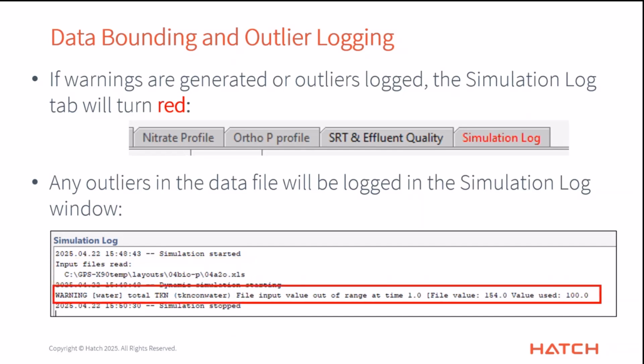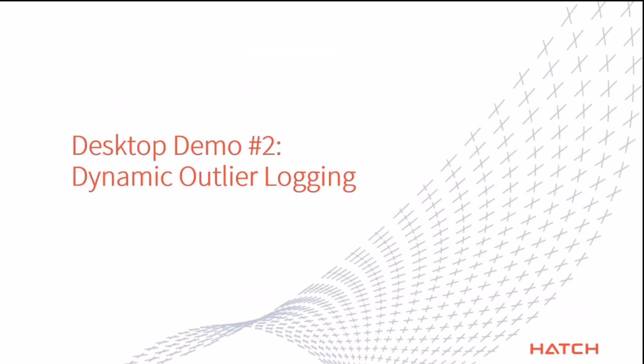You'll note here it says the file input value was out of range at time equals 1.0 days. The file value was 154, but the max was 100, so the value actually used was 100. So that's a consistent way of applying the numbers into the system, and we are also logging them. If you have a giant file with hundreds and hundreds or thousands of data points, and one of them was an outlier and you didn't know, it's a nice way to lay your hands on that and correct something that might be a little out of the ordinary.